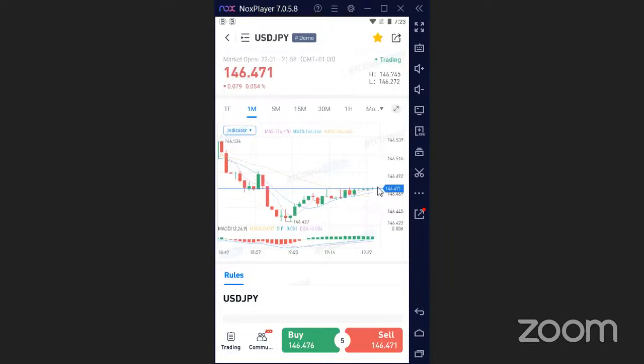So we have the red. Sometimes it is red, it depends on how your chart looks, but just know that it is 2. It's not just 1.